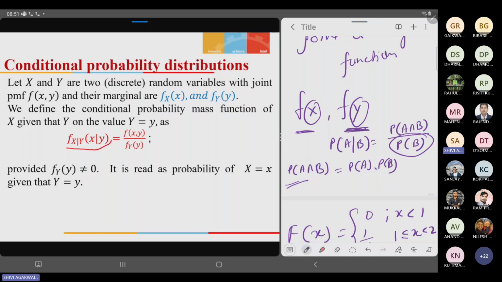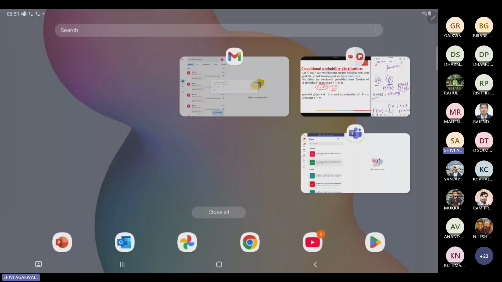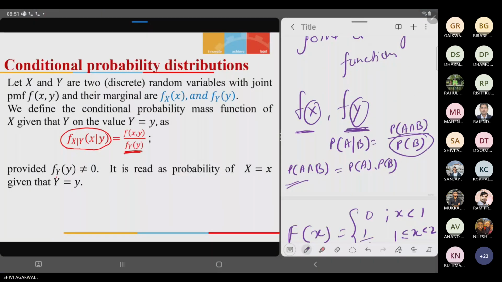The conditional density function can be written as the joint density function divided by the marginal density function, provided that the denominator is not equal to 0. Okay, so that is considered as the probability of X equal to x given that Y is equal to y. So we fix some value of y and then we are finding the impact of x.